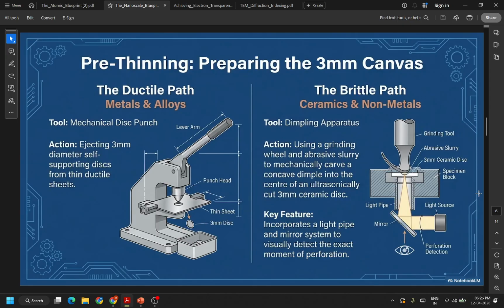It uses a grinding wheel and abrasive slurry to mechanically carve a concave dimple into the center of an ultrasonically cut 3 millimeter ceramic disc. It incorporates a light pipe and mirror system to visually detect the exact moment of perforation. So an abrasive grinding tool and abrasive slurry is used to ultrasonically cut out a 3 millimeter disc from the sample, which is used to separate it from the sample.